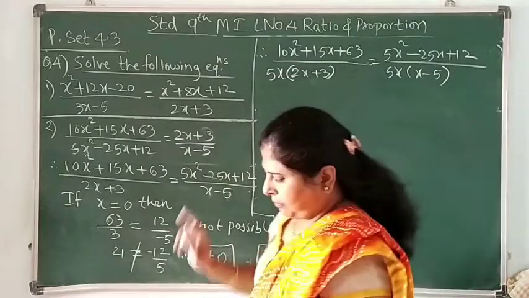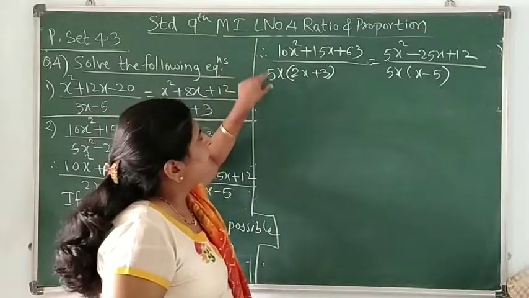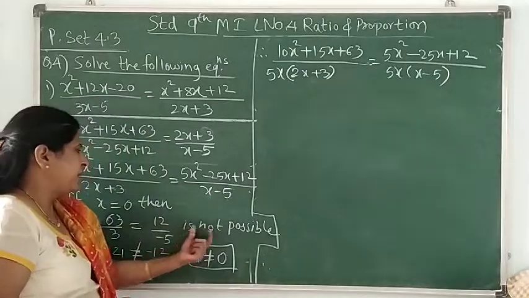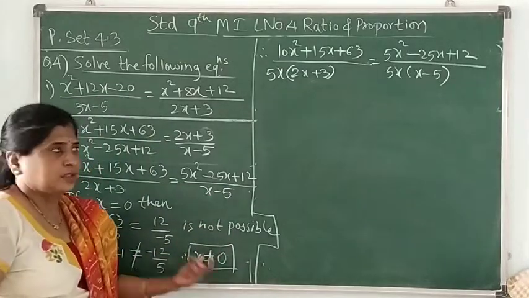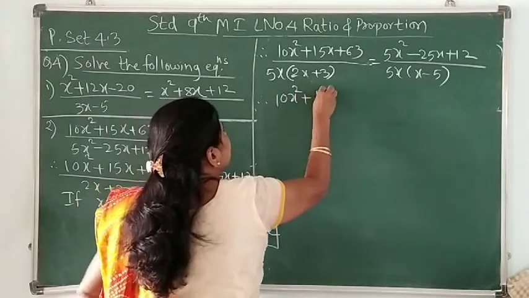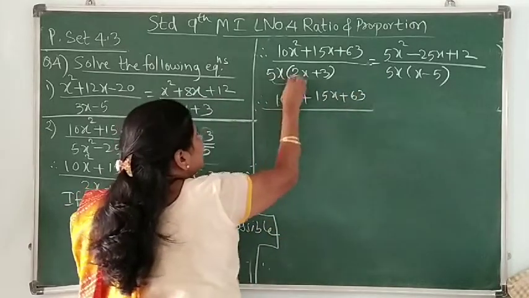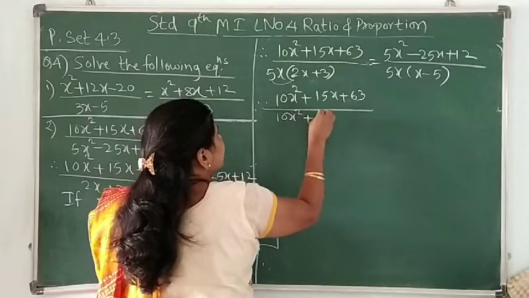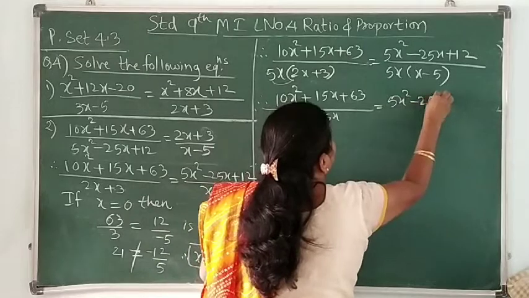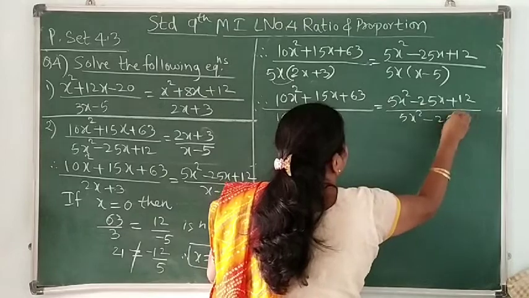Okay, so when we are multiplying in the denominator, it means actually we are dividing by this term, and dividing by 0 is meaningless. So we have nullified that possibility, which is not possible. That's why x is not 0. Okay, so now the numerator is going to be as it is, 10x² + 15x + 63 upon, now this product: 5 twos are 10x², 5 threes are 15x, is equal to 5x² − 25x + 12 upon 5x² − 25x.